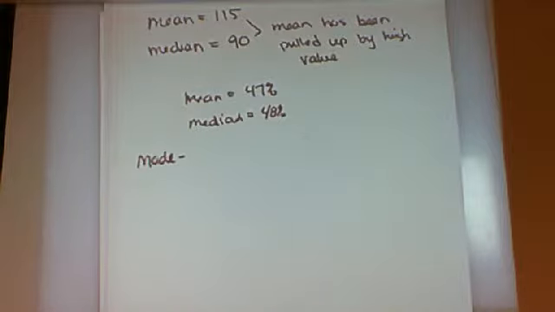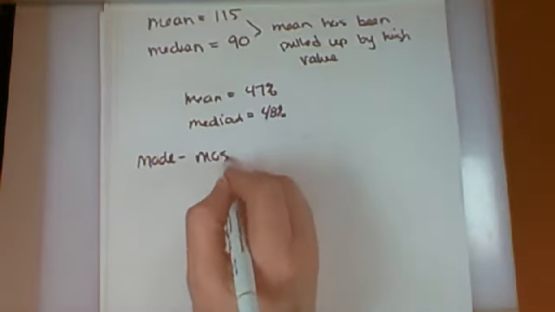Mode. The mode is the most frequent or most common observation. The number that's most frequent. Most frequent.